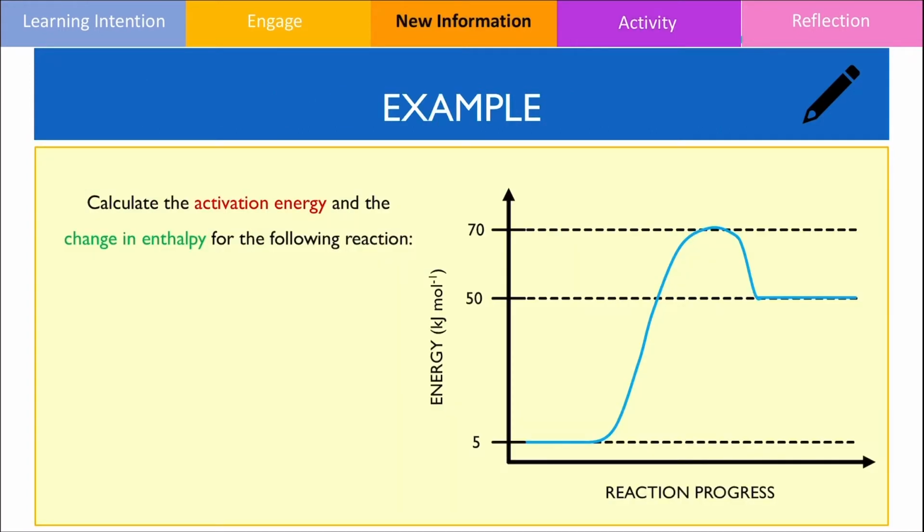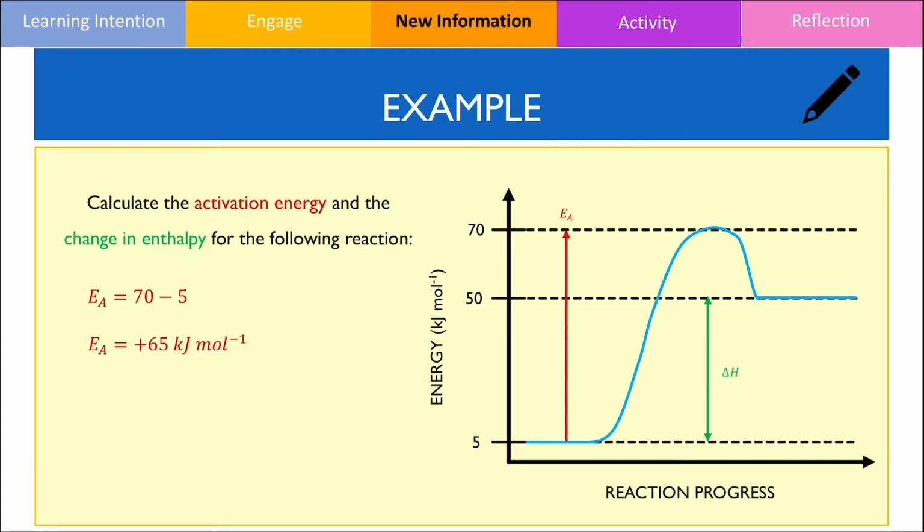from the energy profile diagram. Since we know that the activation energy is measured from the reactants to the tallest peak, we will find the difference between 70 and 5. As a result, this will give us an answer of positive 65 kilojoules per mole. The change in enthalpy can be found by subtracting the enthalpy of the products with the enthalpy of the reactants.